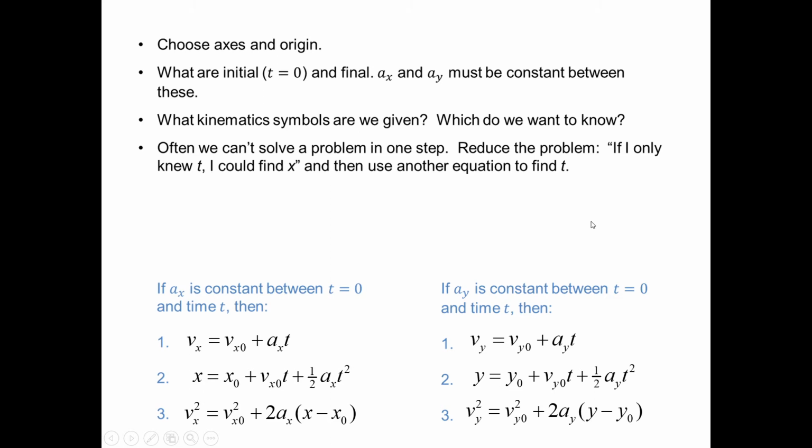We're going to do one example together, and then I'll leave you to do a worksheet example on your own. The same kinds of concerns that we had with one-dimensional motions using the kinematics equations apply here.